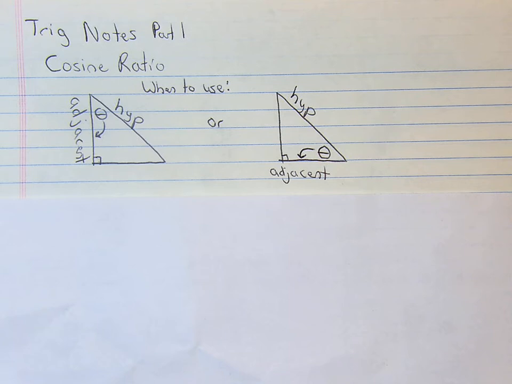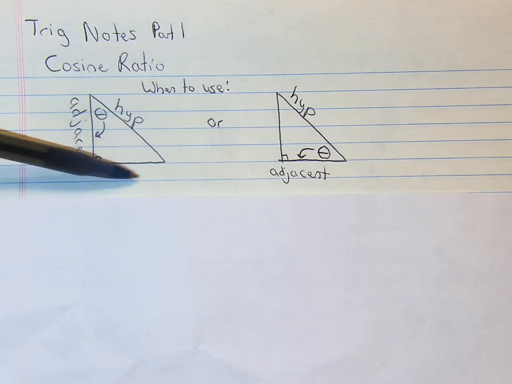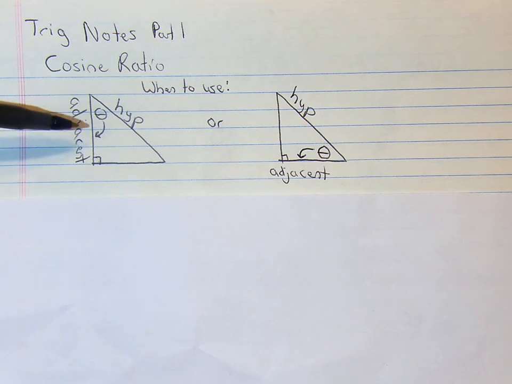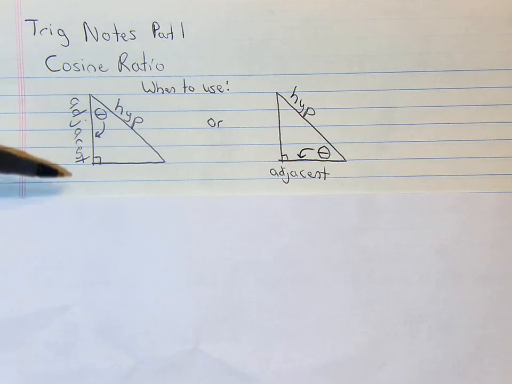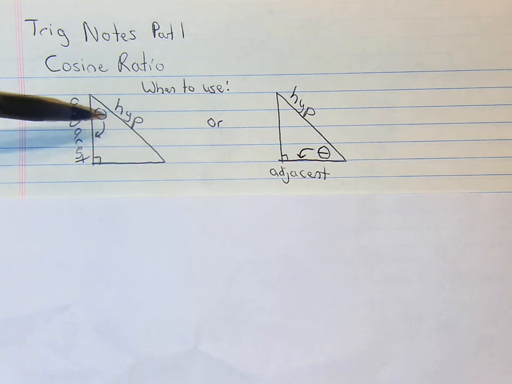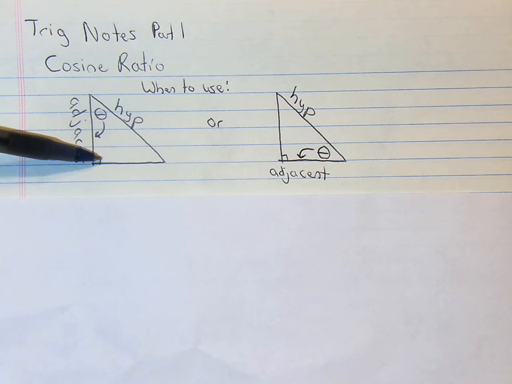Alright, welcome to Trig Notes Part 1 with our cosine ratio. We are going to be looking at what happens when you have a situation that looks like this, where you have an angle, the adjacent side, which is the side right next to the angle, and its hypotenuse, which, as you know, is the longest side or the side across from the 90 degrees.